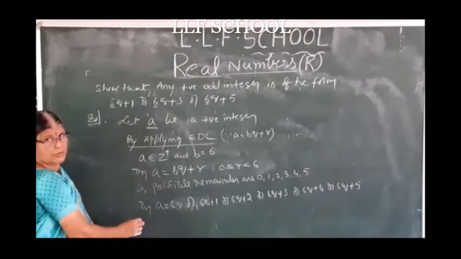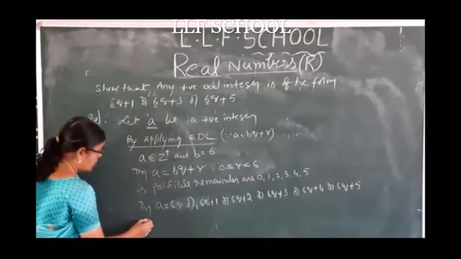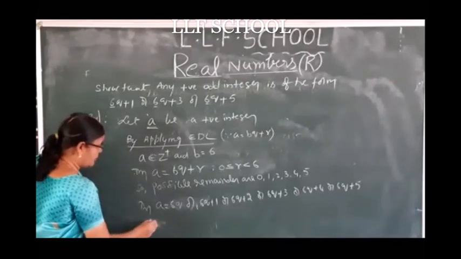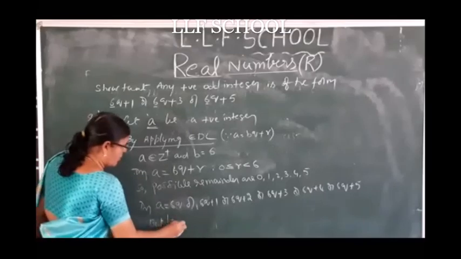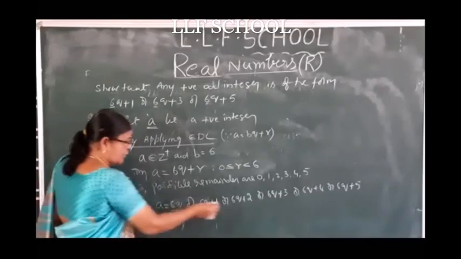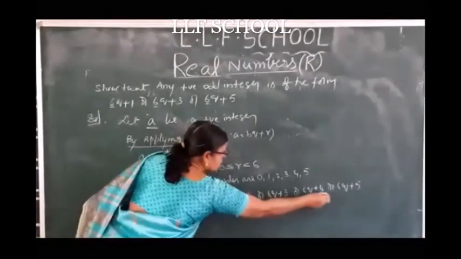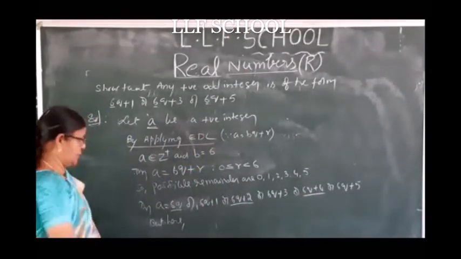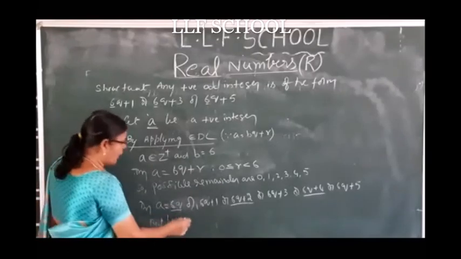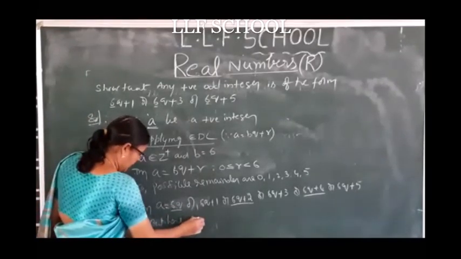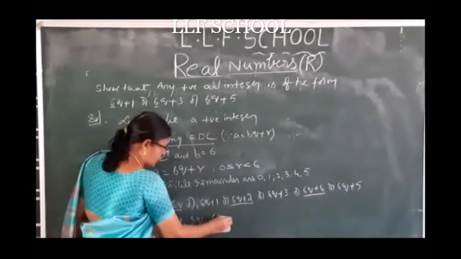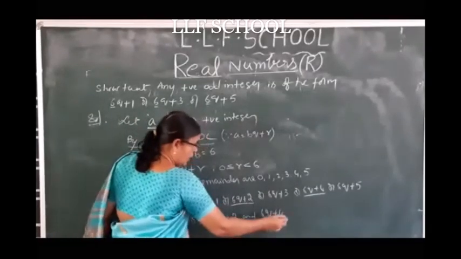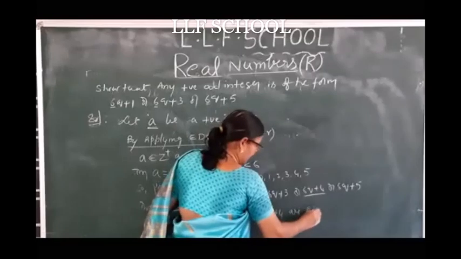Completed. Now, but here 6Q plus 0, 6Q plus 2 and 6Q plus 4 are even integers. Why? Because they are of the 2k form.